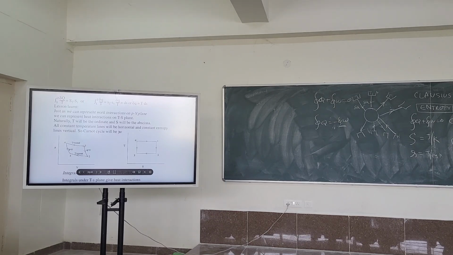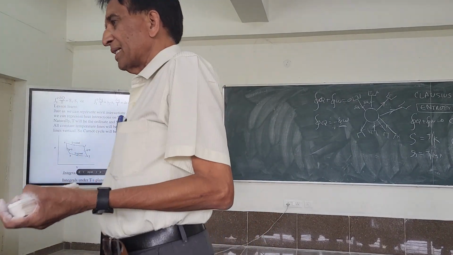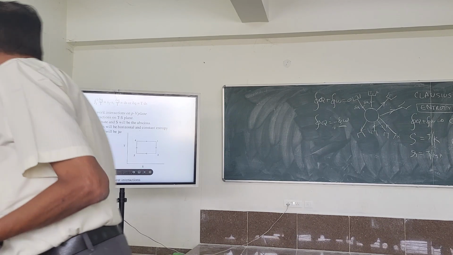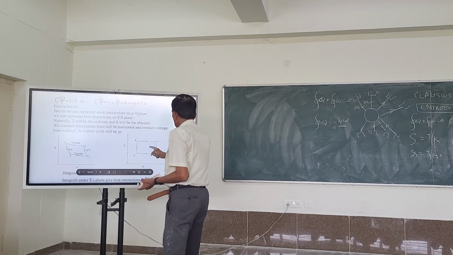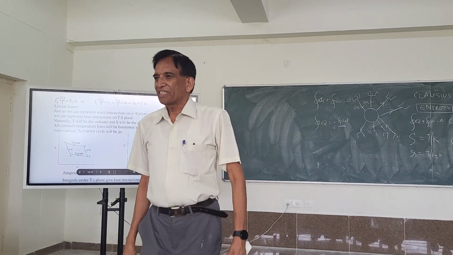I'm not asking for any miracles. It is just simple, not even high school, elementary school mathematics. The area is S1 minus S4 into T1 minus T2. So that is the area. So this one should be equal to that. What is that area?